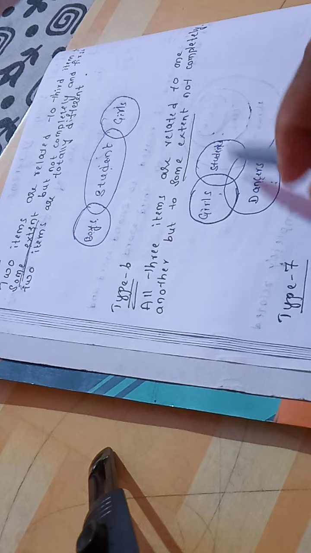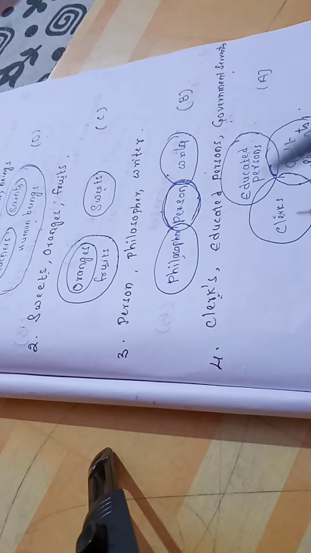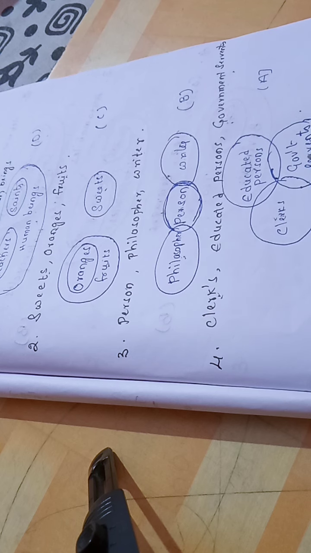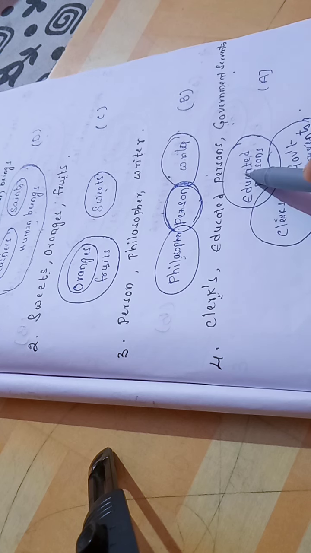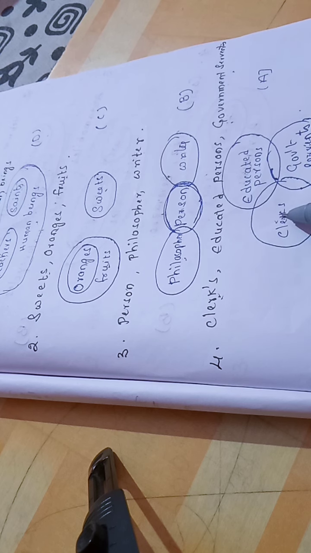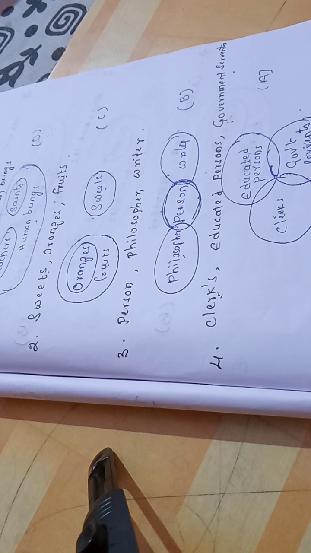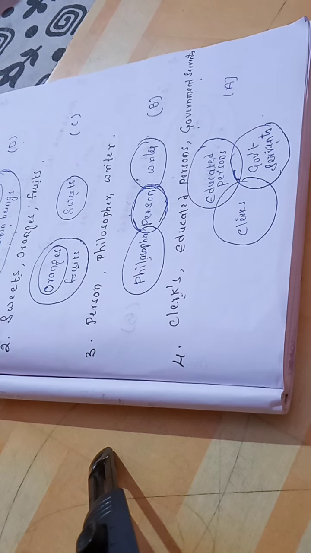See this, type 6 or rule 6. They are partially related to each other. So some clerks may be educated persons, some educated persons may be clerks. Some educated persons may be government servants, some government servants may be educated persons. Some government servants may be clerks, some clerks may be government servants. So partially they are related to each other, but there is a relation between these three. So we will draw the Venn diagram in such a way, and the option is A.